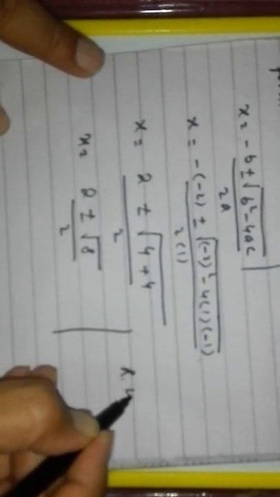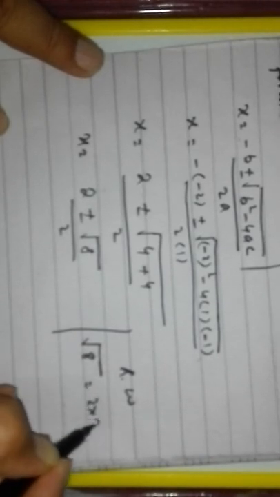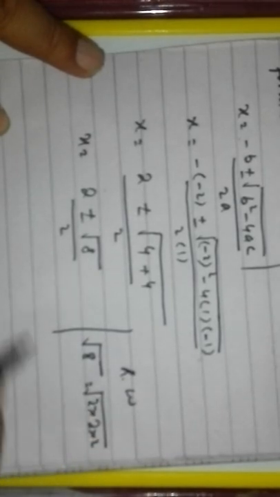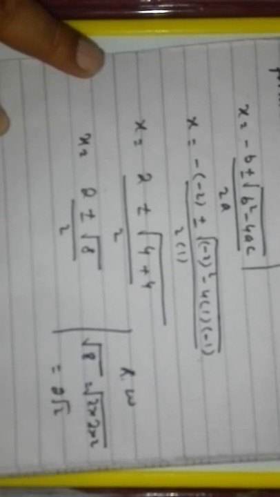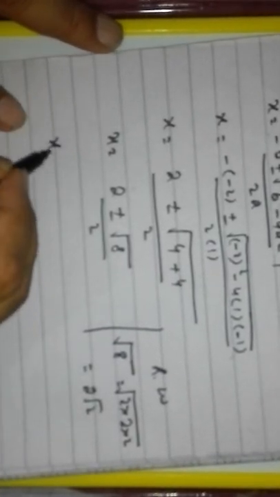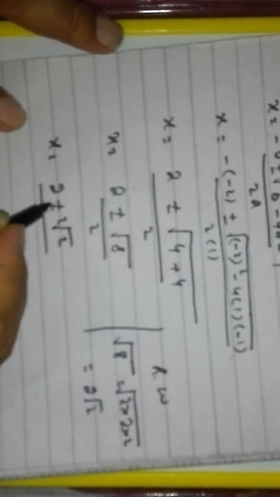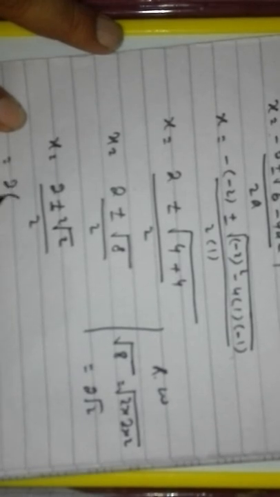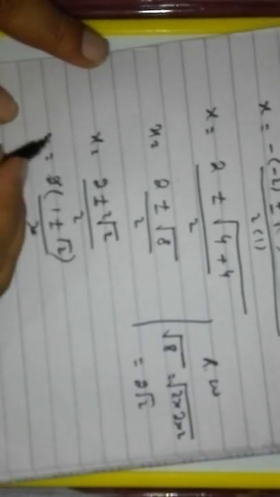We can write it 2 plus minus under the root 8 divided by 2. Look, under root 8 can be written as 2 into 2 into 2 under the root. So take 1 2 out of the root and left 1 inside the root. So we can write x equals to 2 plus minus 2 under root 2 divided by 2. Take 2 common. Here we get 1 plus minus under root 2 divided by 2. These two cancel with this. So we get x equals to 1 plus minus under root 2.